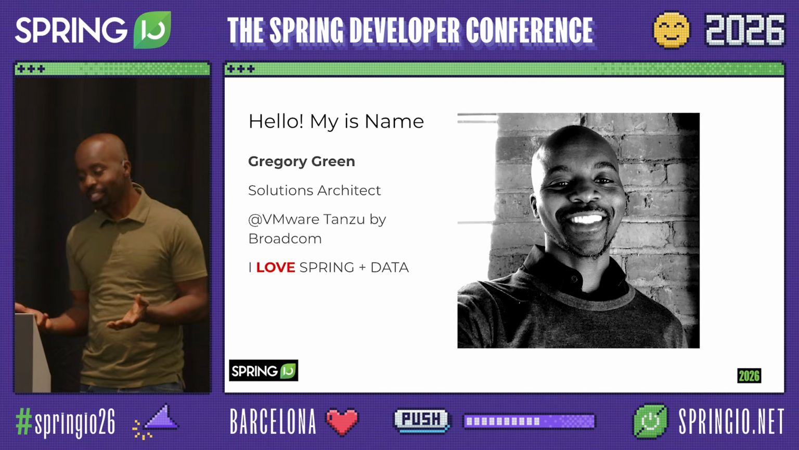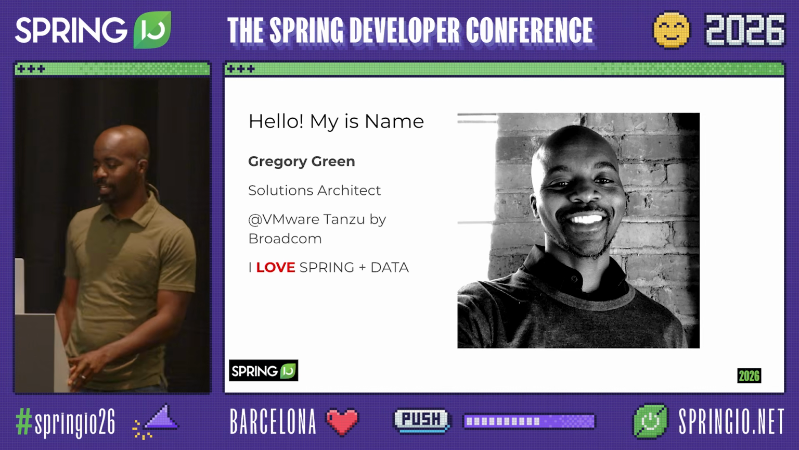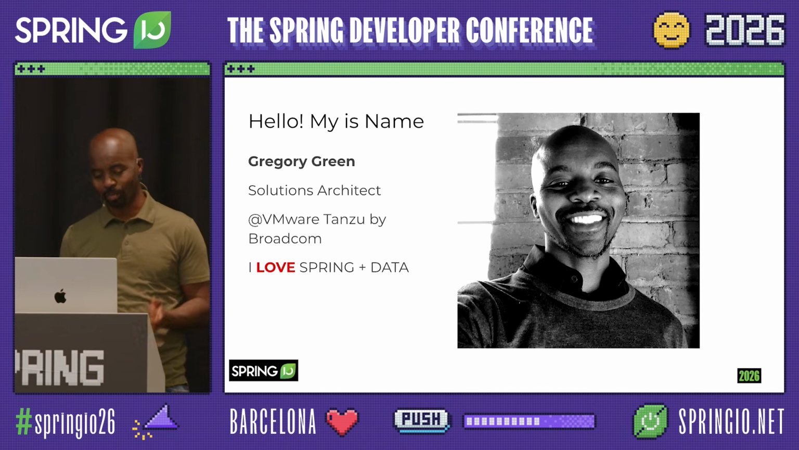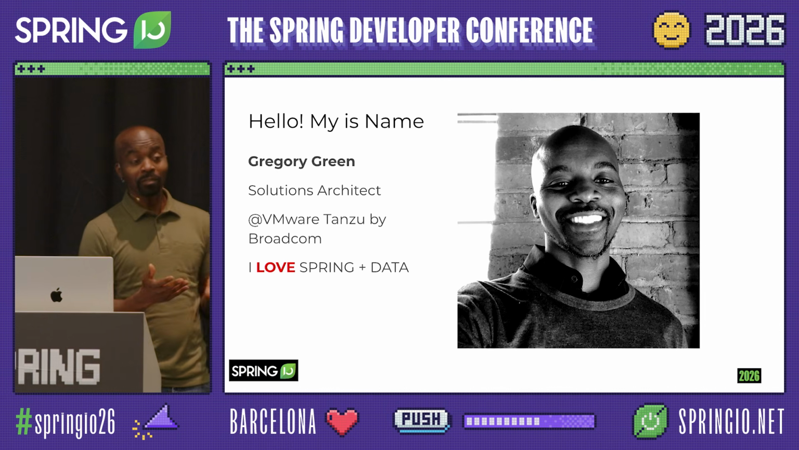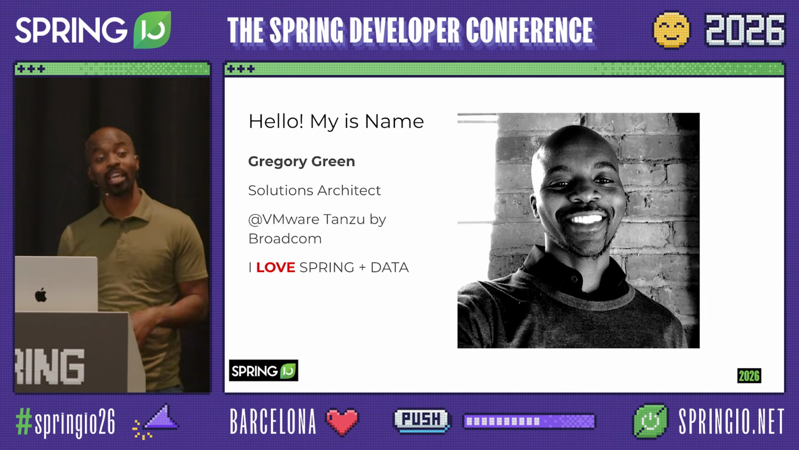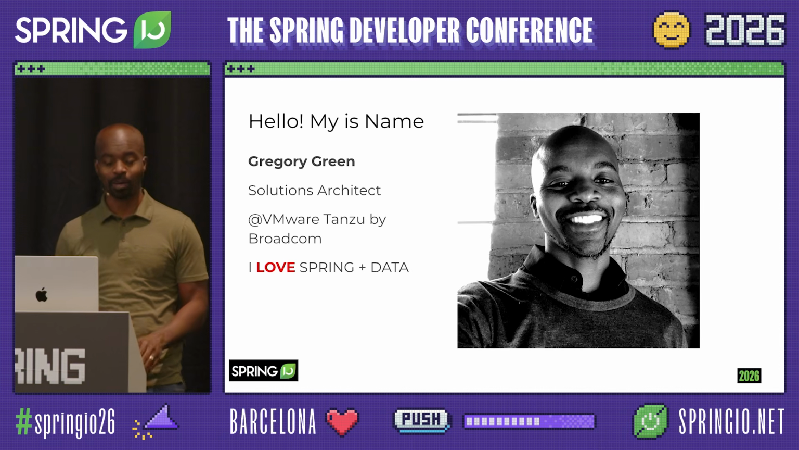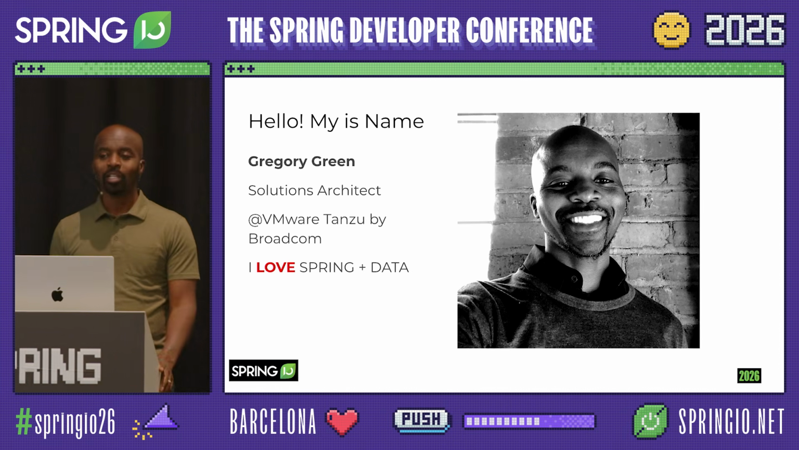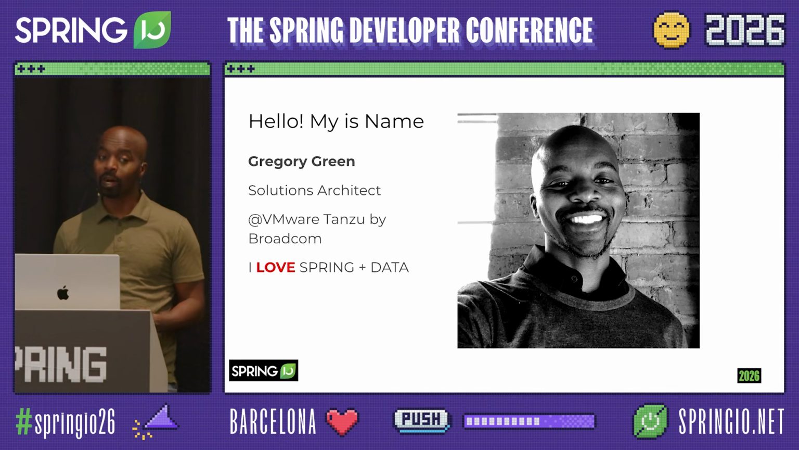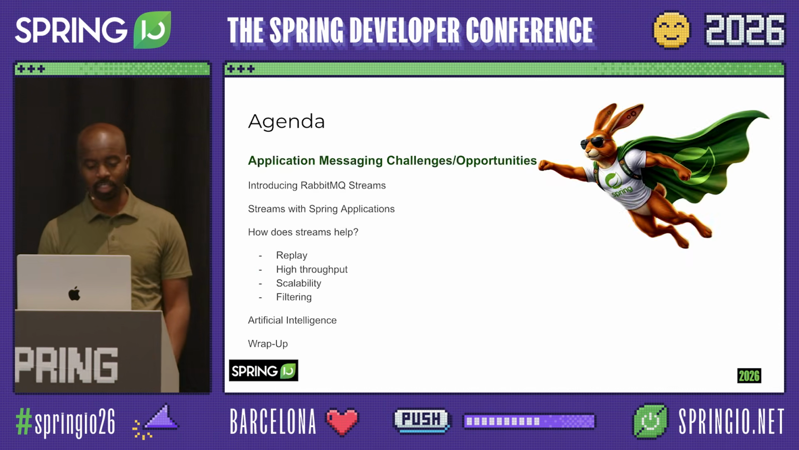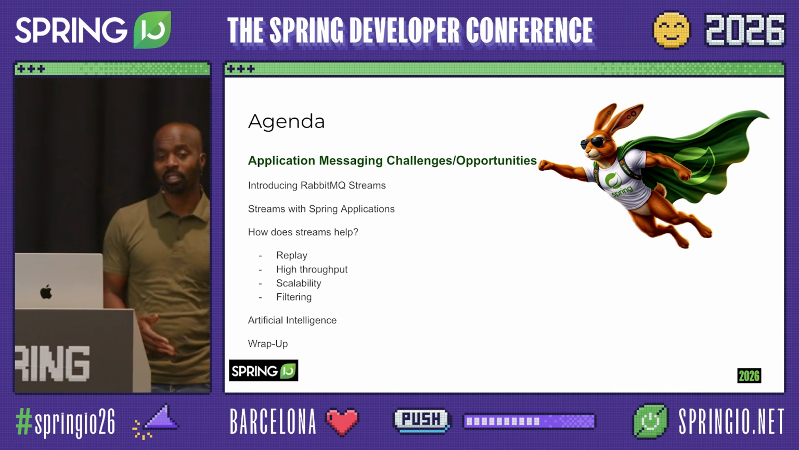with an introduction. My position as a solution architect on the Tanzu division of VMware, which is part of Broadcom, gives me the privilege of advocating for all of our data products, and RabbitMQ is one of our data products, but I also have lots of experience with Spring, so I love telling the story of how our data products can help with Spring applications, and that's pretty much our agenda for today.